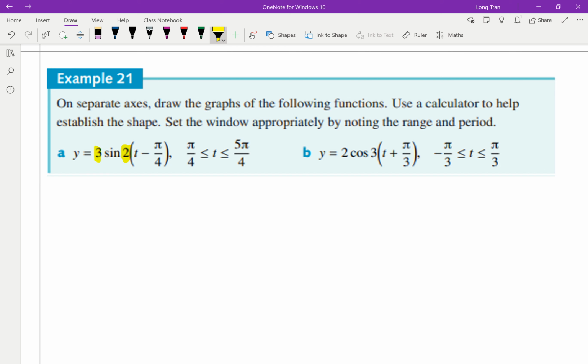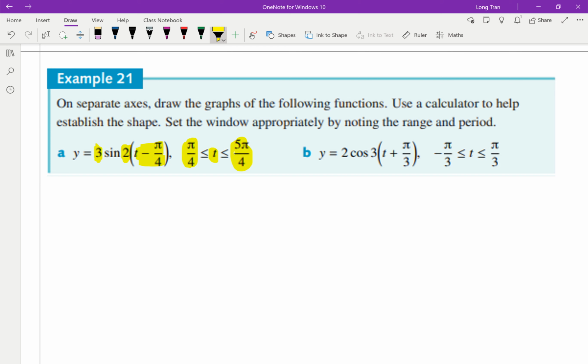Then there's a vertical stretch to an amplitude of 3. Also, notice there is a translation moving to the right by pi on 4. And not only that, they also switched up the domain. So it's not 0 to 2 pi, it's not 0 to 4 pi. This is now pi on 4 to 5 pi on 4, which is still technically a pi distance. It's still nice, it's just that it looks scary.